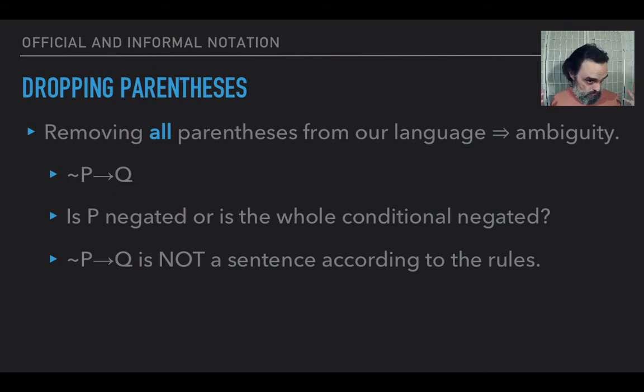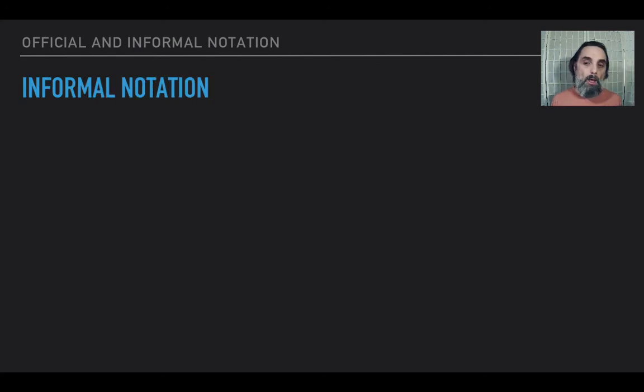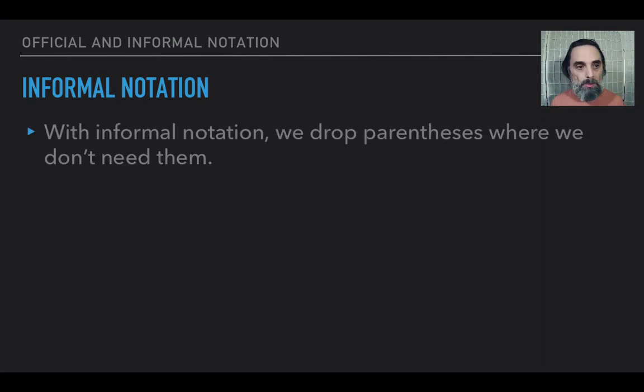And so negation P arrow Q, in our rules, is not a sentence. The ones we saw before with parentheses are. The first one is the negation of a conditional. The second one is a conditional whose antecedent is the negation of P. Okay, but we're going to have a simpler, more limited rule. We're going to call it informal notation, and with informal notation, we're going to drop parentheses where we don't need them.